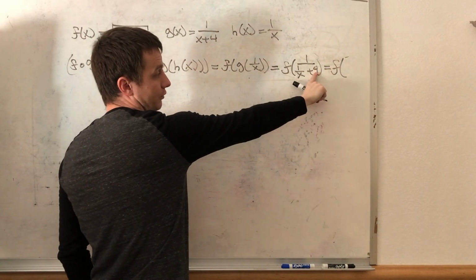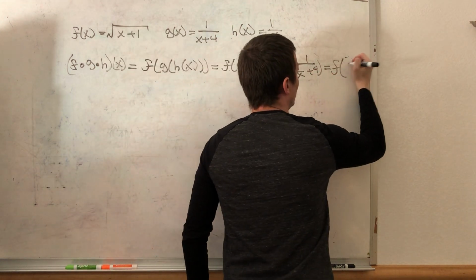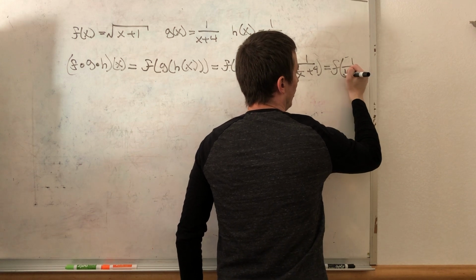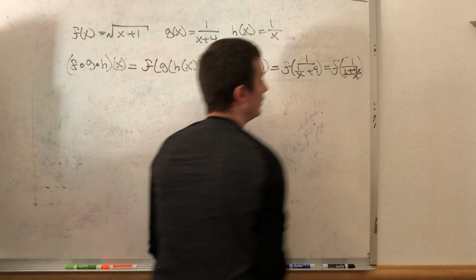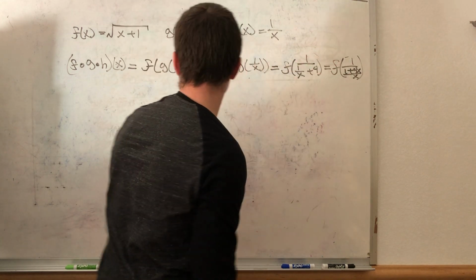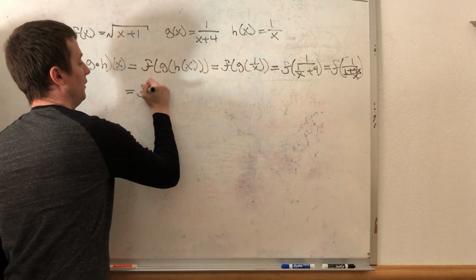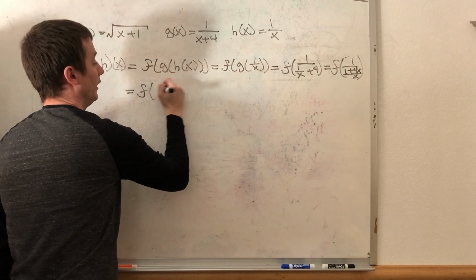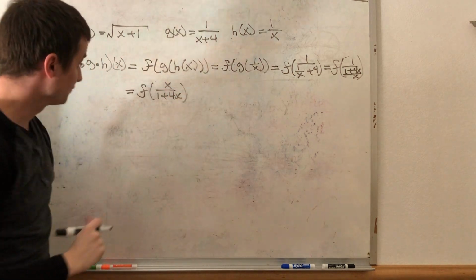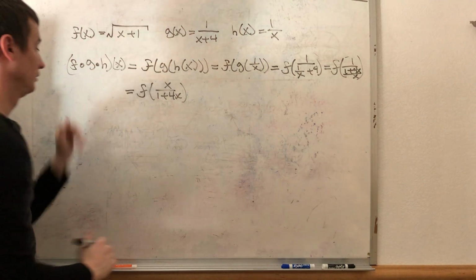So I'm going to multiply this 4, top and bottom, by x. So we have 1 over 1 plus 4x all over x. And now, 1 divided by a fraction is 1 times its reciprocal, so that just flips it. So this is equal to x over 1 plus 4x. Okay, now we can plug this into our function for f of x.